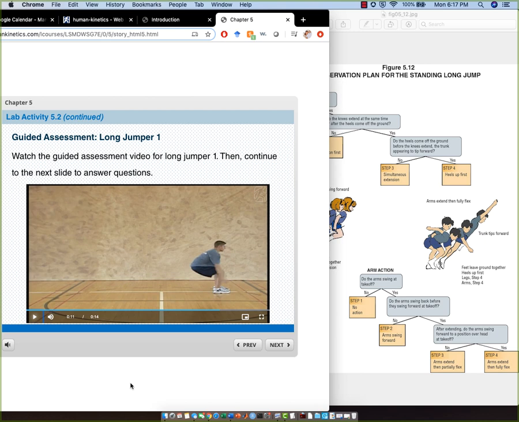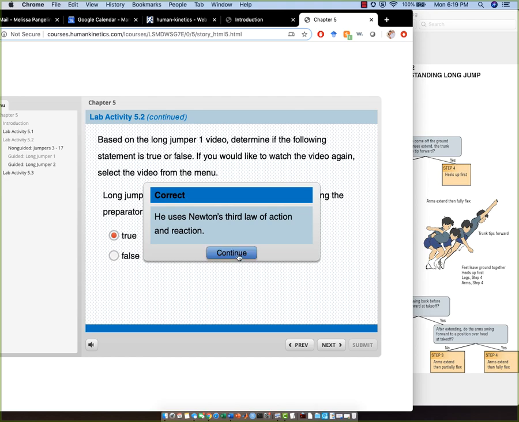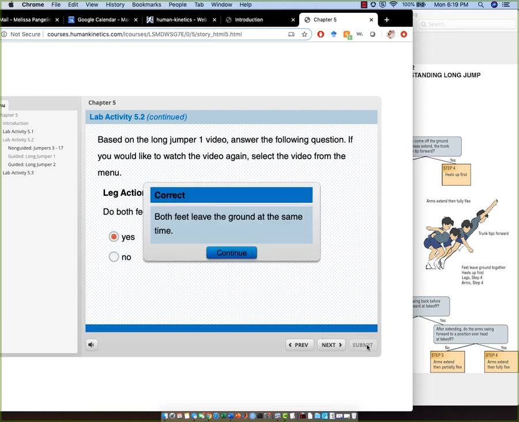Now we can go ahead and answer some of the questions that are part of the guided video assessment for jumper 1. So we hit the next button. For this first question, the jumper uses a backward arm action during the preparatory phase of movement. So the answer is true, and we'll hit submit to make sure this is correct. So this is correct. Second question asks if the jumper's feet leave the ground at the same time, and the answer is yes. So I'm going to hit submit.